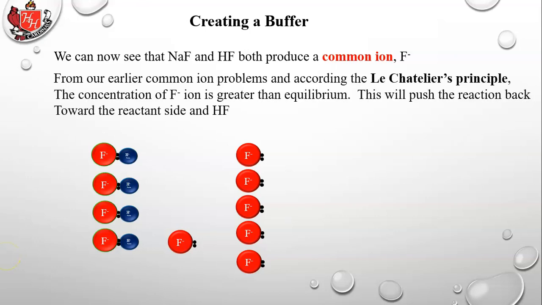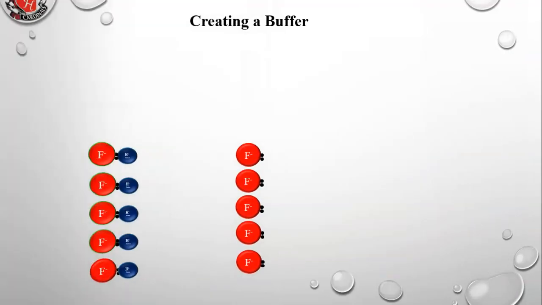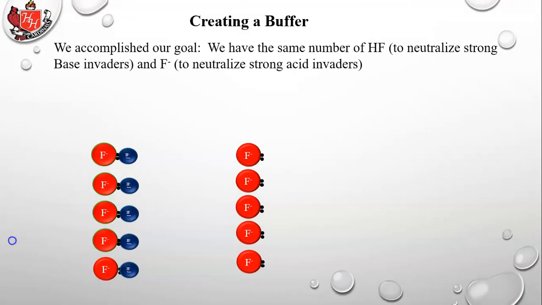From our earlier common ion problems, and according to Le Chatelier's principle, the concentration of F- ions is greater than equilibrium. This will push the reaction back toward the reactant side, which is hydrofluoric acid. The excess fluoride ions above the normal equilibrium concentration will push the reaction back to the left to create more hydrofluoric acid molecules. So you can see that reaction down on the bottom. And there it goes, and it's going to draw a proton away from a water molecule, and so now you have equal numbers. So we've accomplished our goal.